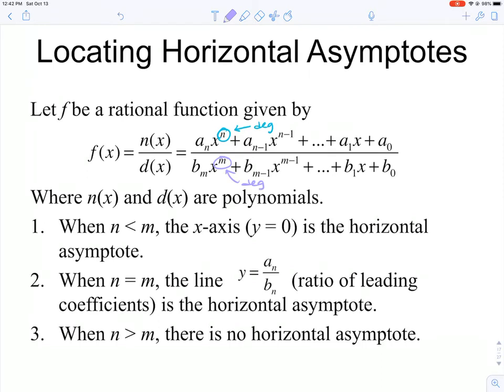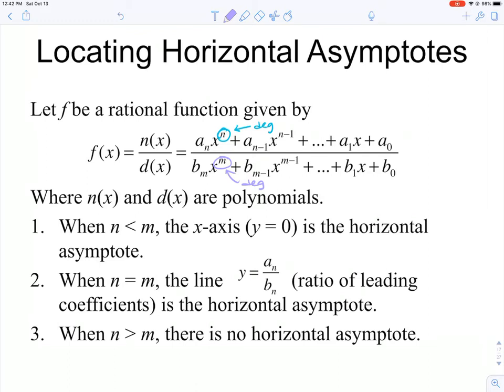So if the degree of the numerator is less than the degree of the denominator, then the x-axis, or the horizontal line y equals 0, will be the horizontal asymptote. And that's because if the degree of the denominator is larger than the degree of the numerator, as x gets infinitely large or infinitely small, the denominator is going to grow at a faster rate or decrease at a faster rate than the numerator, and therefore the function will end up approaching 0.